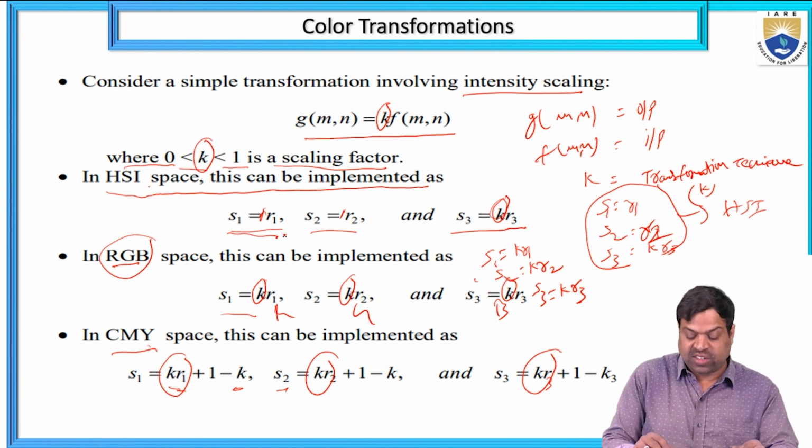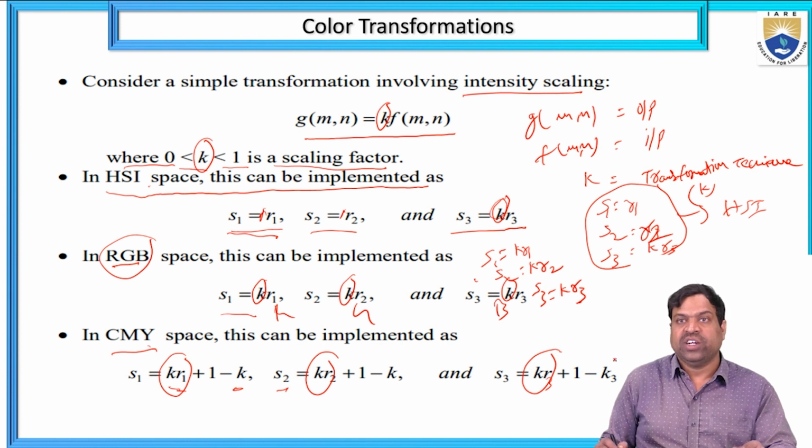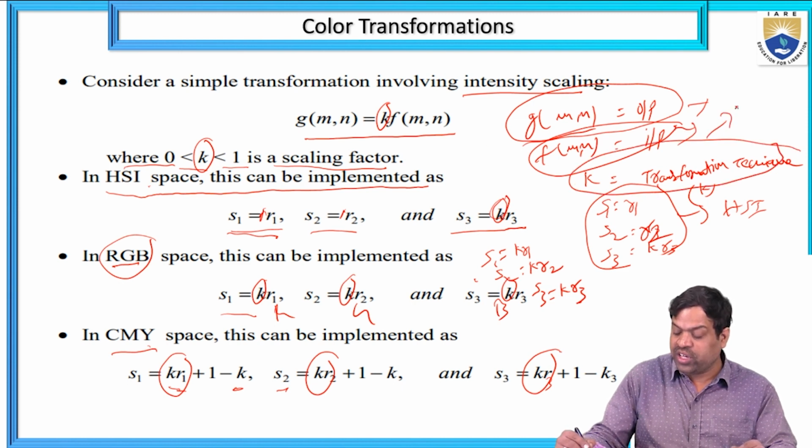When HSI is there, S1 equal to S2 equal to S3 equal to K into R3. When I am going for the RGB, S1 equal to K into R1, S2 equal to K into R2 and S3 equal to K into R3. When I am going for the CMY, S1 equal to K into R1 plus 1 minus K, S2 equal to K into R2 plus 1 minus K and S3 equal to K R3 plus 1 minus K3. It is about the color transformation constant value. Here G of M, N is the output image, F of M, N is the input image. The transformation technique I am applying is K. Here maybe K is a histogram.